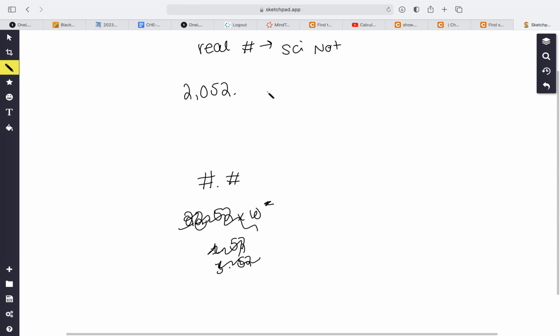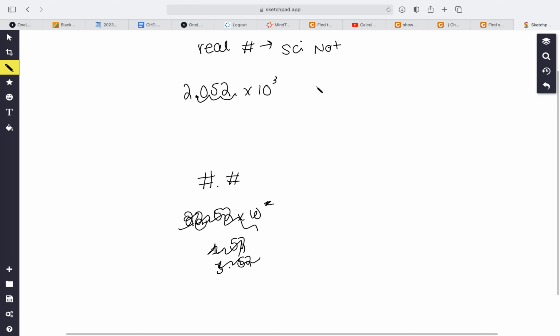So again, we're basically reversing this order. How can I get this number to have one decimal place, or one number before the decimal place, right? We gotta move it this way. 1, 2, 3. Cool. 10 to the 3, but you're probably thinking, is this gonna be a negative 3 or a positive 3? The way I like to do this is to look at the real number and ask, was the real number big or small? It's a big number, a number greater than 1.